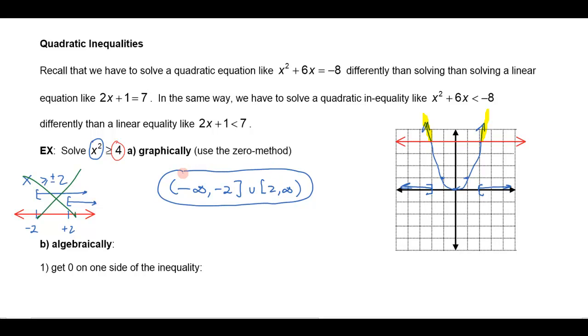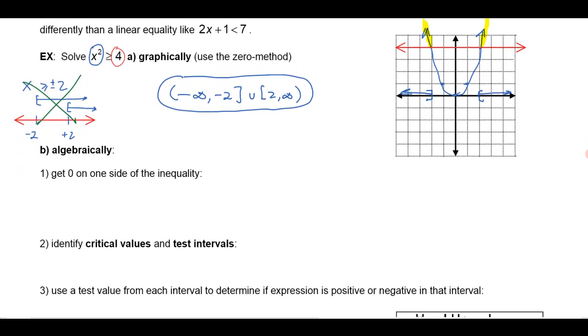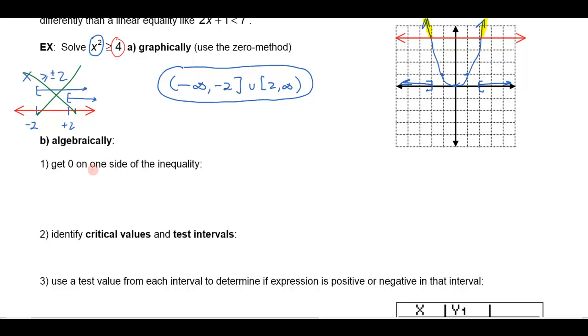So now what we want to do is understand how we can solve that same problem algebraically. Ultimately, the algebraic method is really just trying to figure out what the graph is, or understand what's happening graphically, without actually having to graph it. So to solve this algebraically, first of all get 0 on one side, just like we did when solving quadratic equations. I'd get x squared minus 4 greater than or equal to 0, and then factor that just like we did.